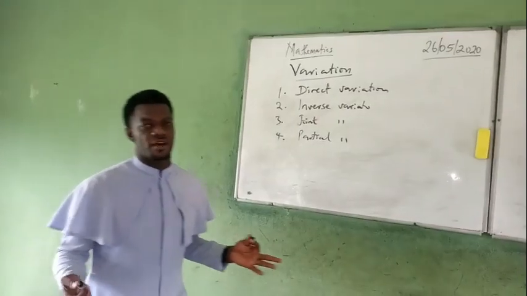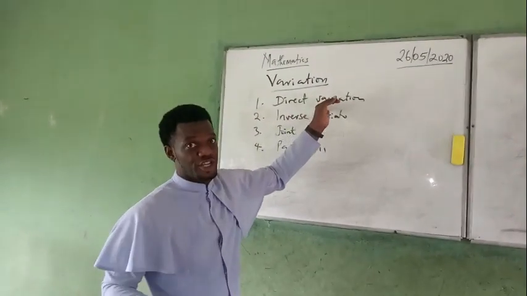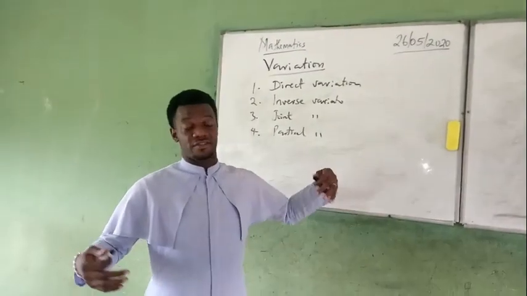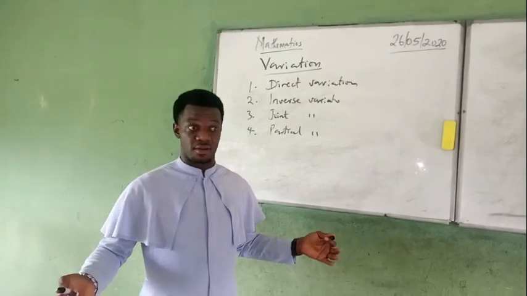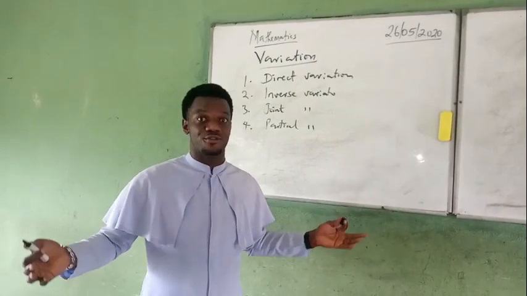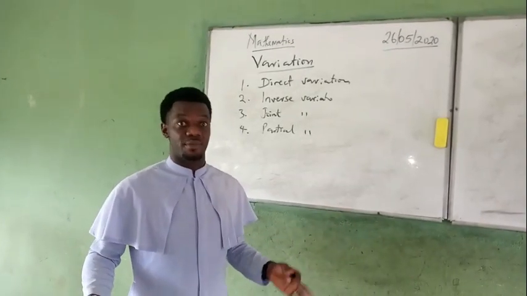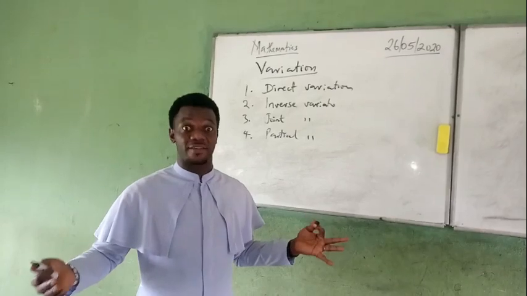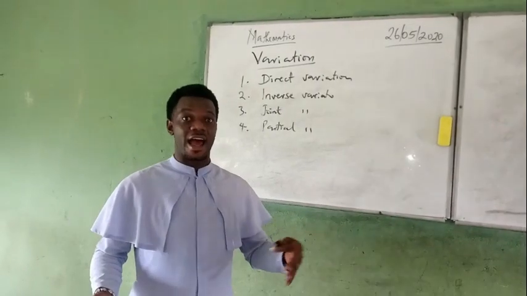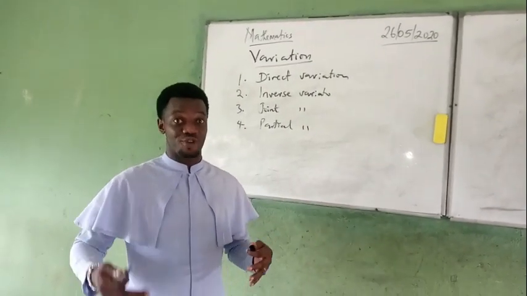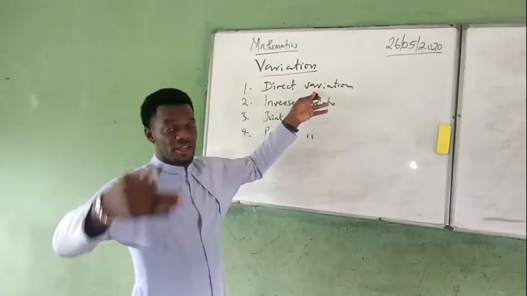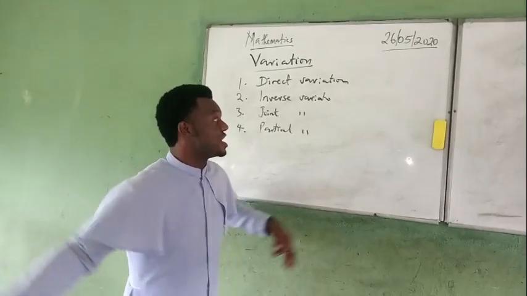And these variations have their formula. The first one, direct variation. Let's take for instance the price of a commodity to the quantity. If I want to buy 5 football balls, maybe one football ball is sold at 1,000 naira, and I want to buy 5. So you see, the number of football balls I'm going to buy will also increase with the price. So that is an example of direct variation. This one increases and this one also increases.